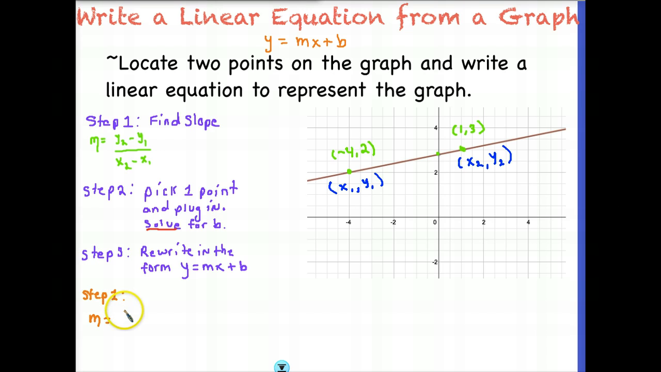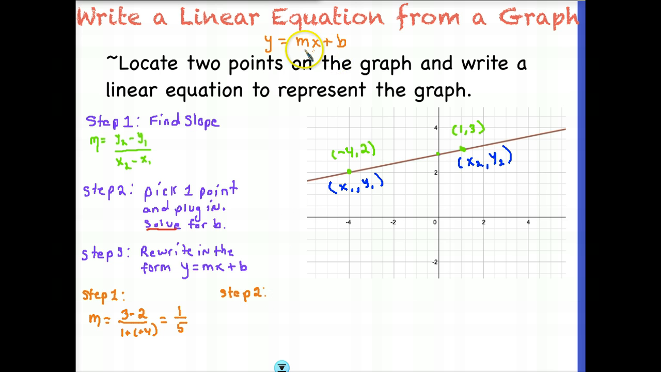Okay, so we'll take 3 minus 2, that's our change in y's, over 1 minus a -4, and solve. 3 minus 2 is 1. 1 minus a -4 is the same as 1 plus 4, because remember we can change this minus to a plus, which means we have to change this minus's sign to a plus as well, and we get 5. Our slope is 5. Or 1/5, sorry, not 5. Our slope is 1/5. Let's move on to step 2 now.